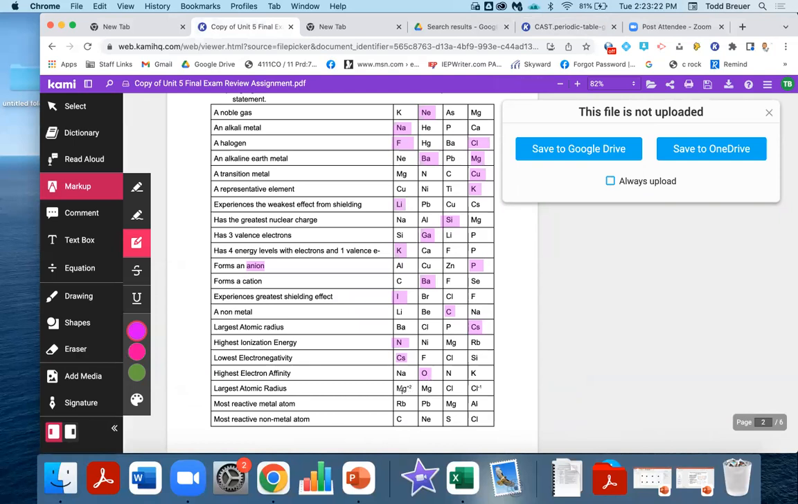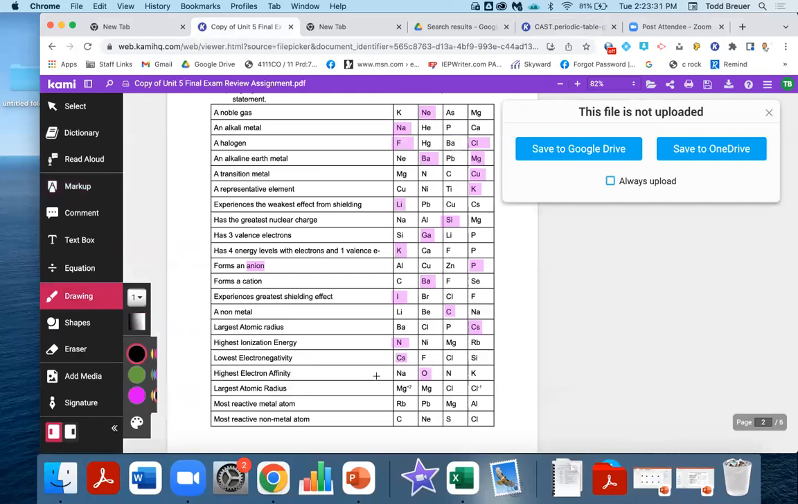Largest atomic radius. Well, if you were building atoms, you'd look at how many rings. A couple of these are ions: magnesium versus the magnesium ion. Remember, metals give away electrons, so metals are going to lose their whole outer ring. A magnesium ion is smaller than a magnesium atom, so we know that can't be the largest.